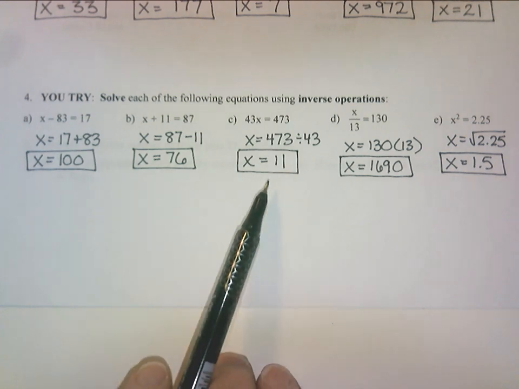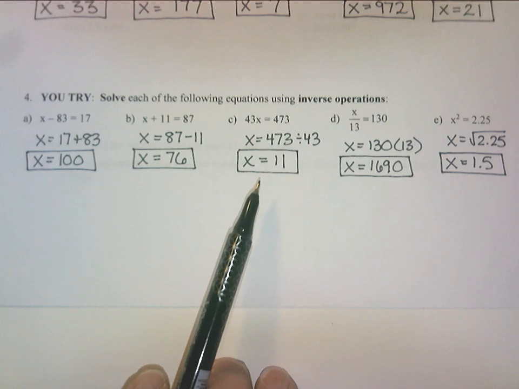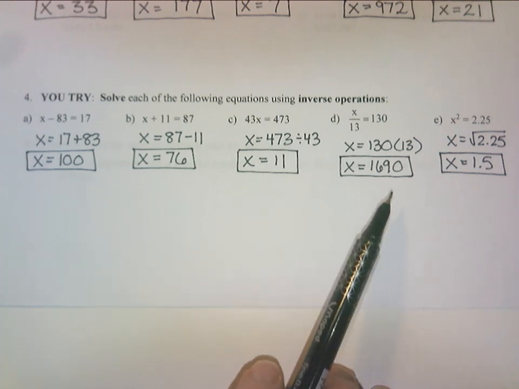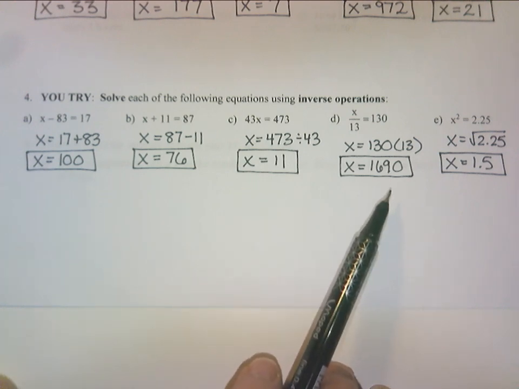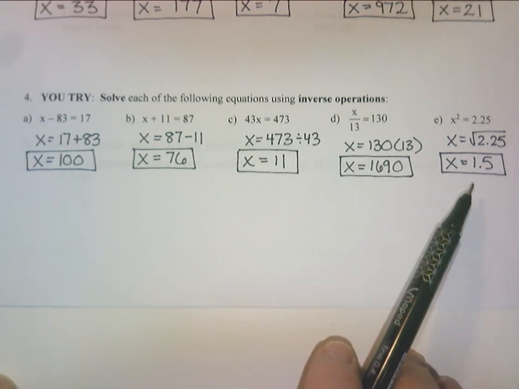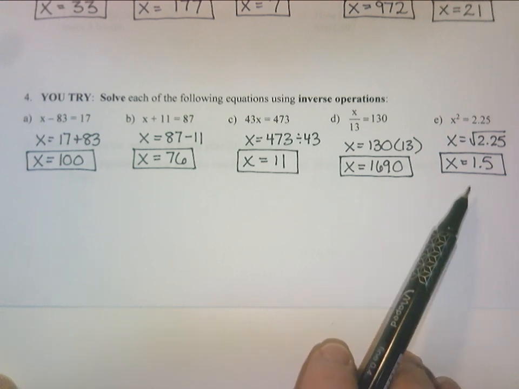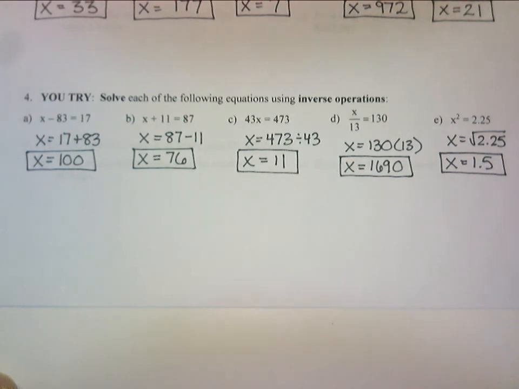For C, I got 11 by dividing by 43. For D, I got 1,690 by multiplying by 13. And for E, I got 1.5 by taking the square root of 2.25.